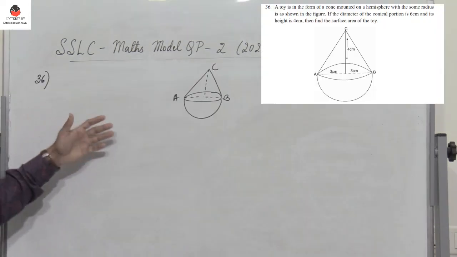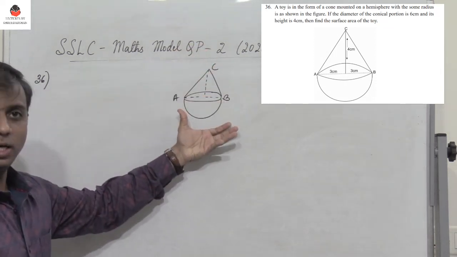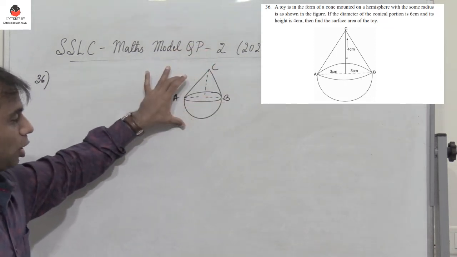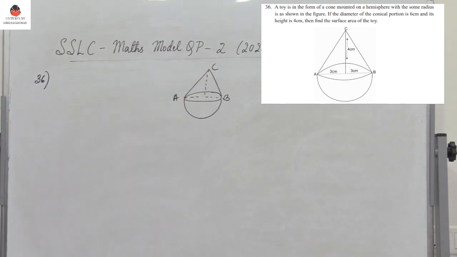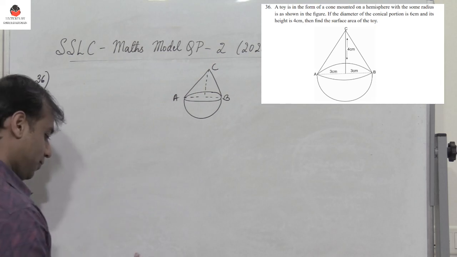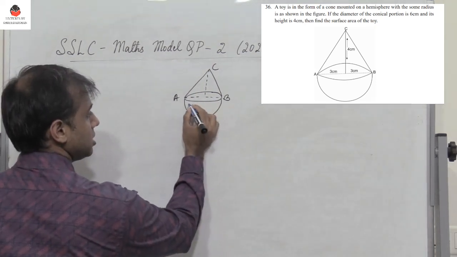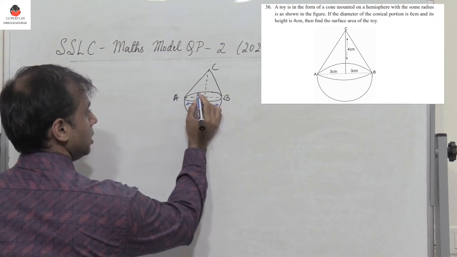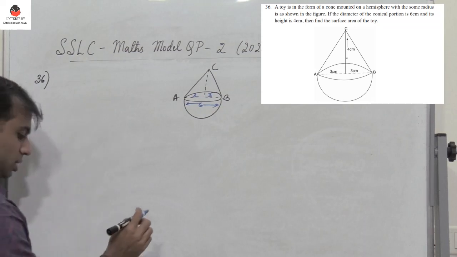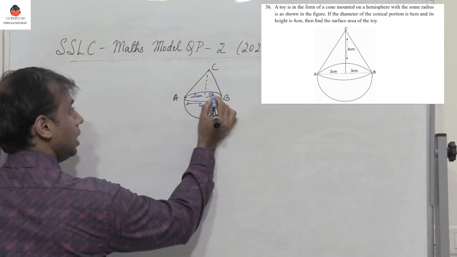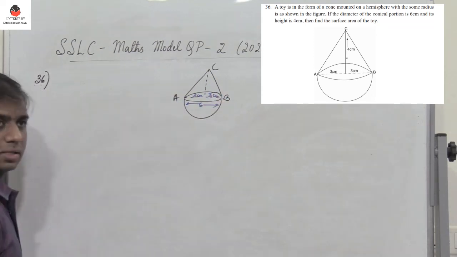A toy is in the form of a cone mounted on a hemisphere. So you have a cone and then you have a hemisphere. This toy has half a hemisphere and then a cone, with the radius shown in the figure. You find that the diameter is 6, so the radius would be 3. So the radius is 3 centimeters, and the radius of both the hemisphere and the cone remains the same.